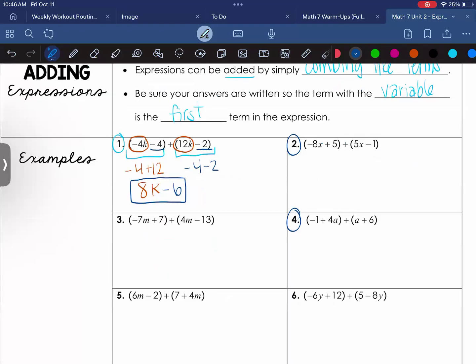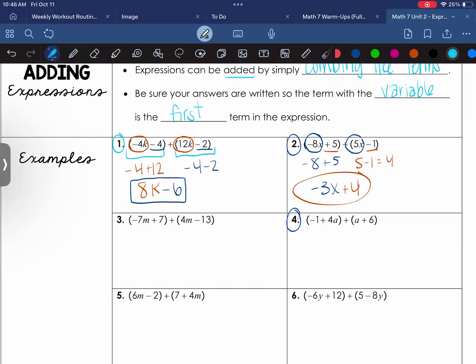Okay, you should have paused the video and tried 2 and 4 on your own before watching this answer. So number 2, we're gonna combine our like terms. So all the x's add together. So we have negative 8x plus 5x. Negative 8 plus 5 is going to be negative 3. Don't forget your x attached. And then we have positive 5 minus 1. 5 minus 1 equals positive 4, so we're adding 4.